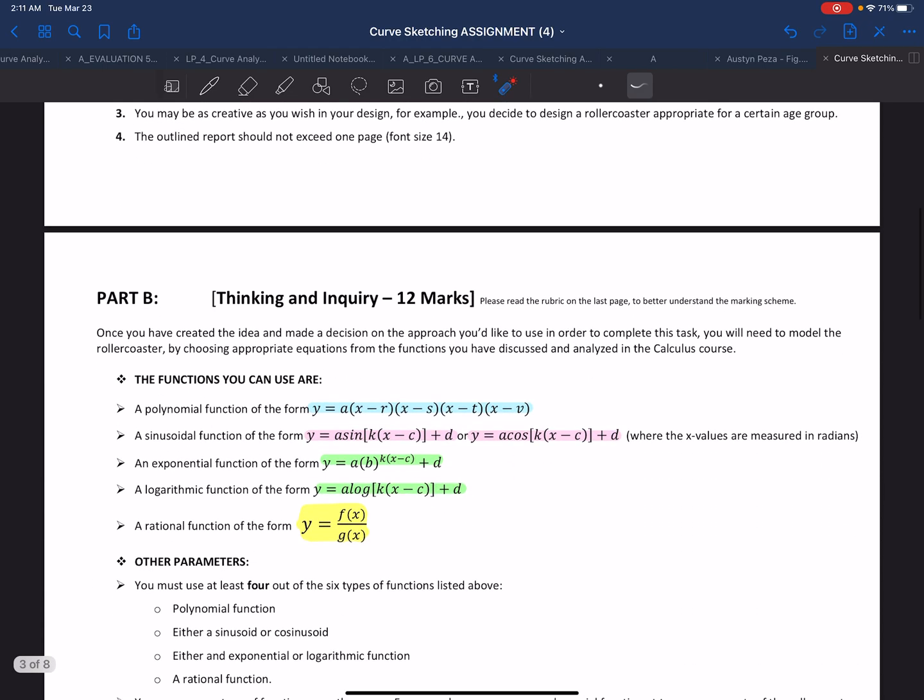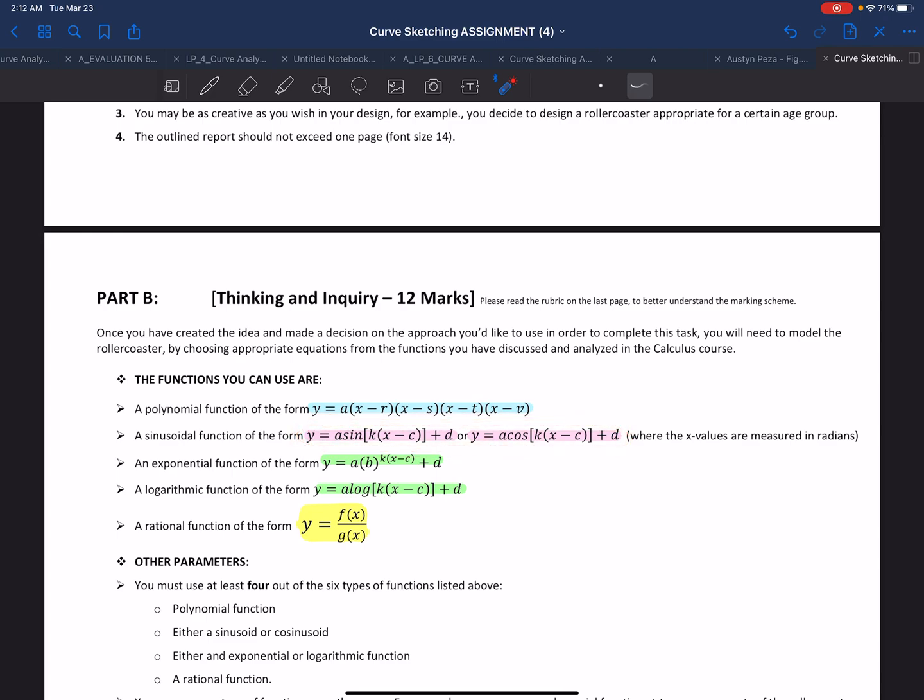Now in part B, which is the thinking and inquiry category portion of your assignment, once you create your idea about your design, you have to put this idea to work. So you build your roller coaster on Desmos. The functions that you can use to model the shape of your roller coaster are the following. A polynomial function, either a sinusoid or cosinusoid.